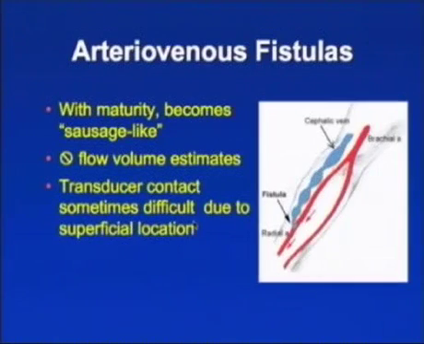Now the fistulas with maturity become almost sausage-like. They become very dilated, particularly just past the valve cusp, and these are superficial, so the effect is sort of a lumpy course of the arteriovenous fistula through the forearm. This makes it very difficult to obtain flow within the fistula itself or the vein portion of the fistula. Transducer contact is also sometimes difficult because of the tortuosity or the uneven surface that we have to place the transducer on.